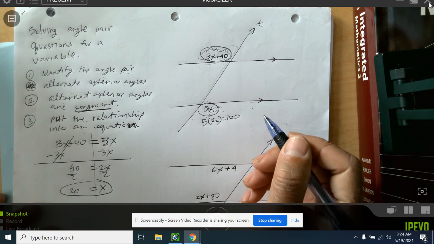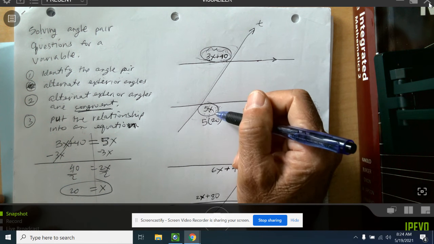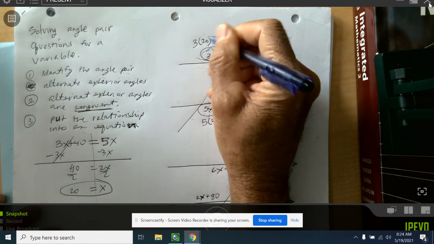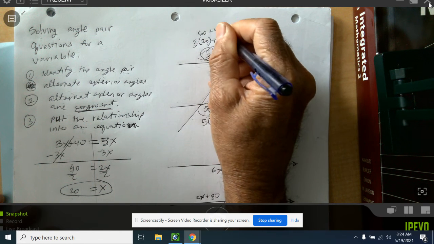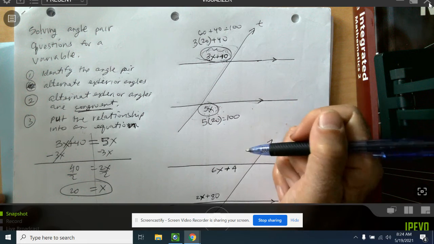You can always check it. You should check it in both of them to make sure that you did this correctly. So 3 times 20 plus 40, 3 times 20 is 60. So both angles are 100. Okay.